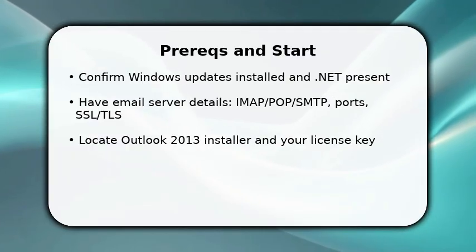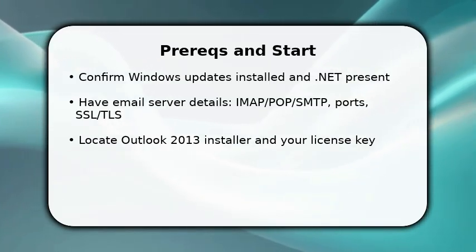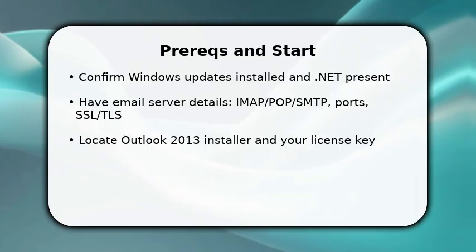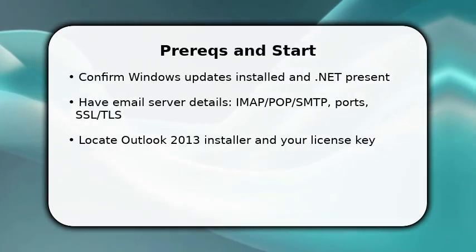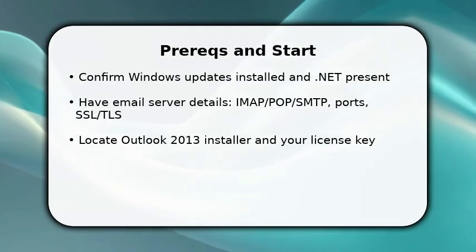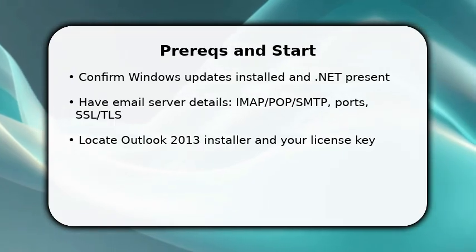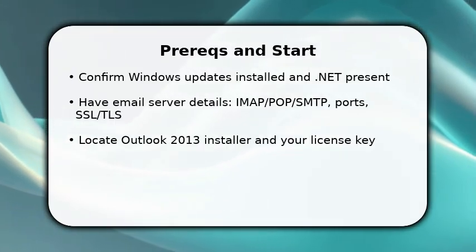You begin by confirming prerequisites so setup won't fail. Make sure Windows updates and .NET are current, and you have your Outlook 2013 installer and license. Once done, gather your mail server details: IMAP or POP, SMTP, port numbers, and whether SSL or TLS is required.